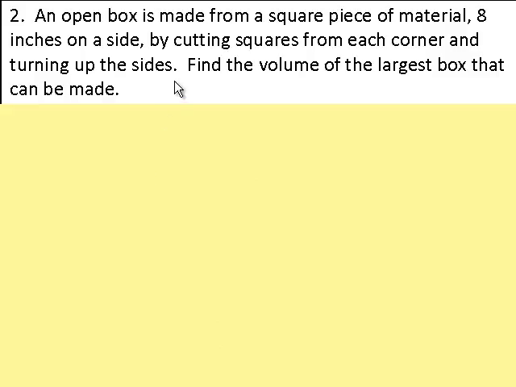Number 2 says, an open box is made from a square piece of material, 8 inches on one side and 8 inches on the other. By cutting squares from each corner and turning up the sides, find the volume of the largest box that can be made in this manner. All right, so here's the picture. We have a square, 8 by 8. And we're cutting corners out, square corners.